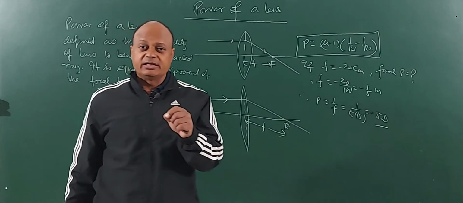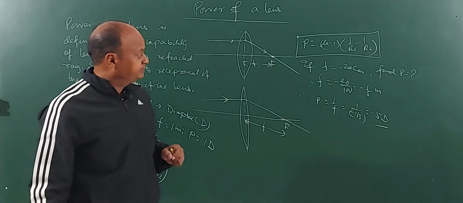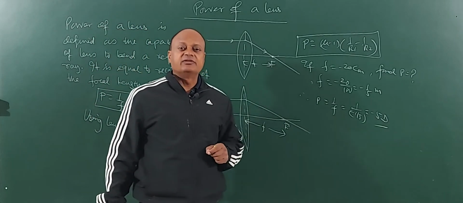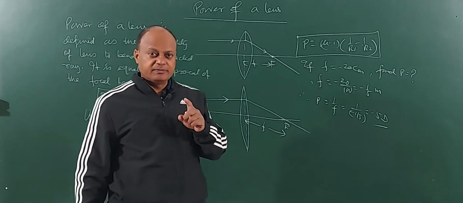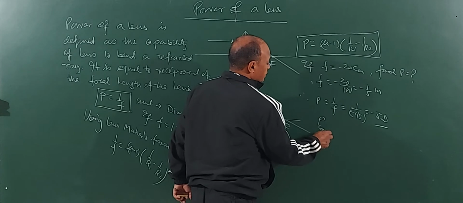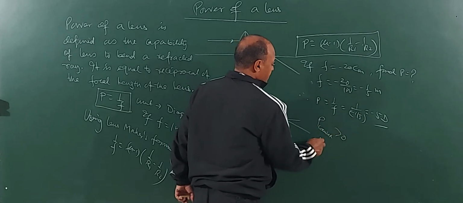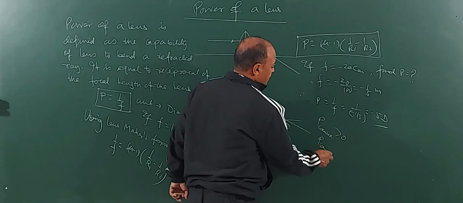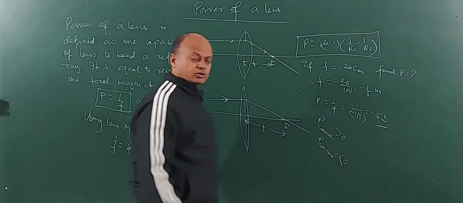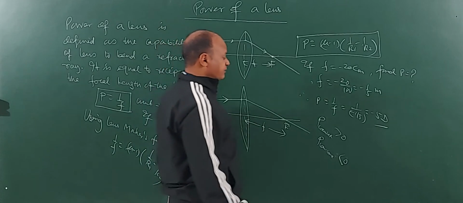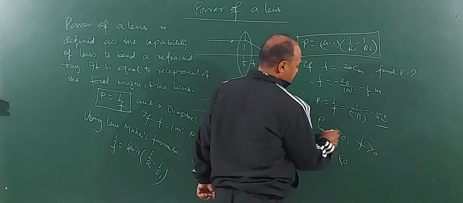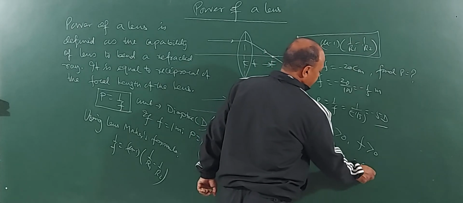So we should bear in mind that the power of a convex lens is positive and of a concave lens is negative. Very important. Power for a convex lens will be positive and power for a concave lens will be negative. This you know from the sign of the focal length.